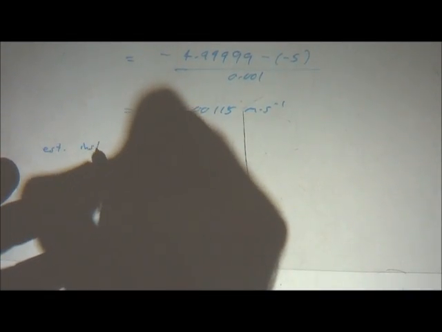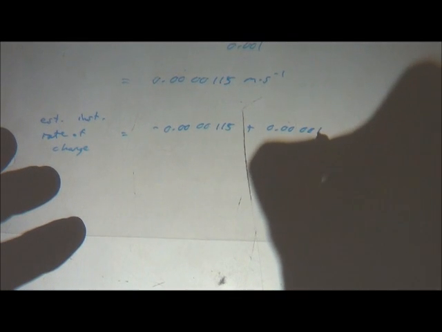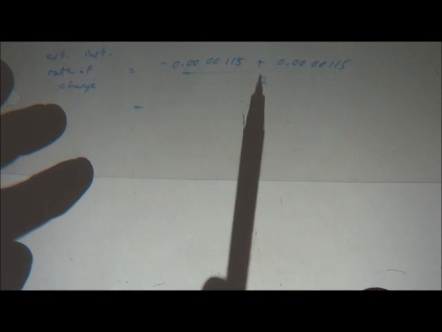And then to finally finish this off, the estimated instantaneous rate of change is where we take the average of those two values. So we take negative 0.0000115. We add that to 0.0000115 and divide by 2. So we're not taking the average rate of change again with those, we're just taking the average of the two average rates of change closest to that value of t equals 55. And we end up getting this, and when we divide that out, we get 0 meters per second.